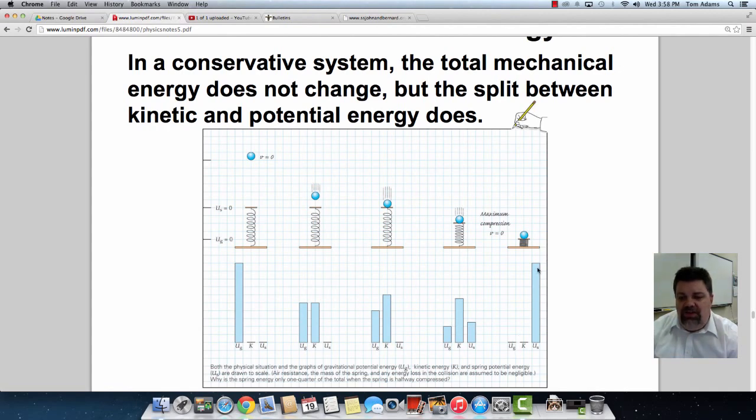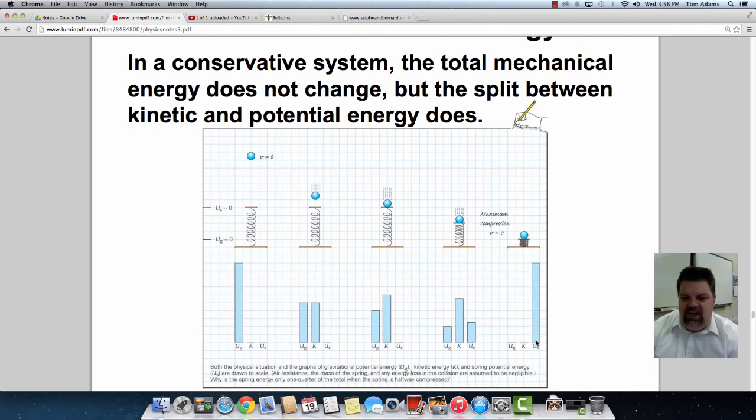If you look here and you count all these blocks, there's 10 units of energy. If you count these blocks, there's 5 plus 5, which is 10. Here we have 4 plus 6, which is 10. Here we have 2 plus this is 10, and then here the energy is completely transferred to 10 units of spring potential energy.